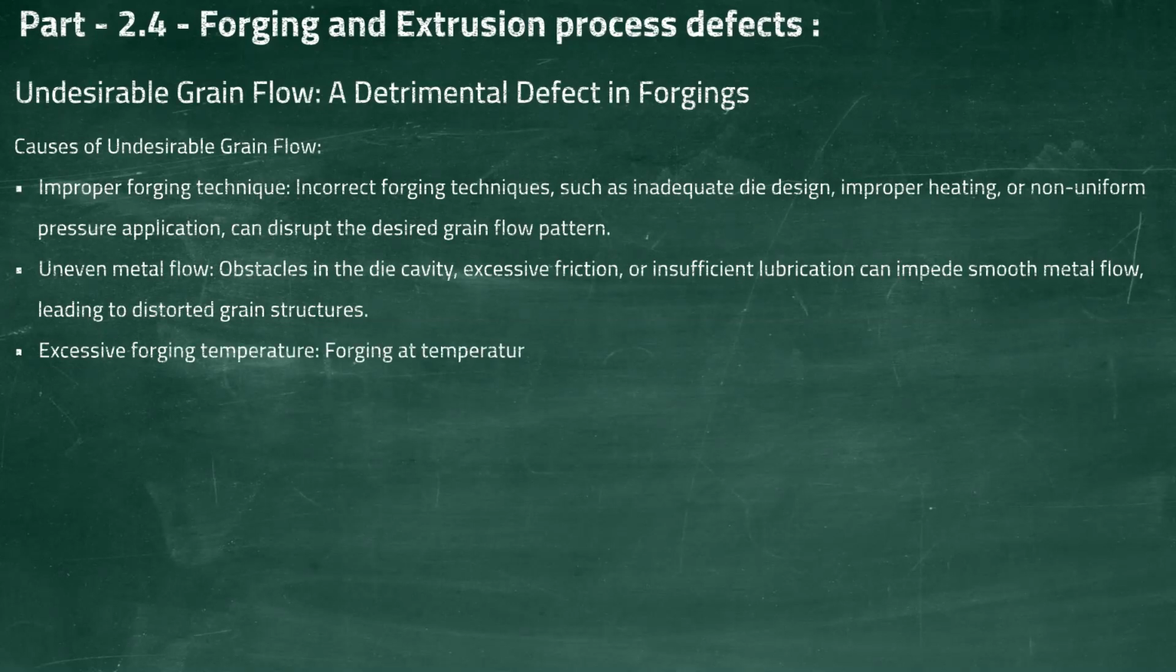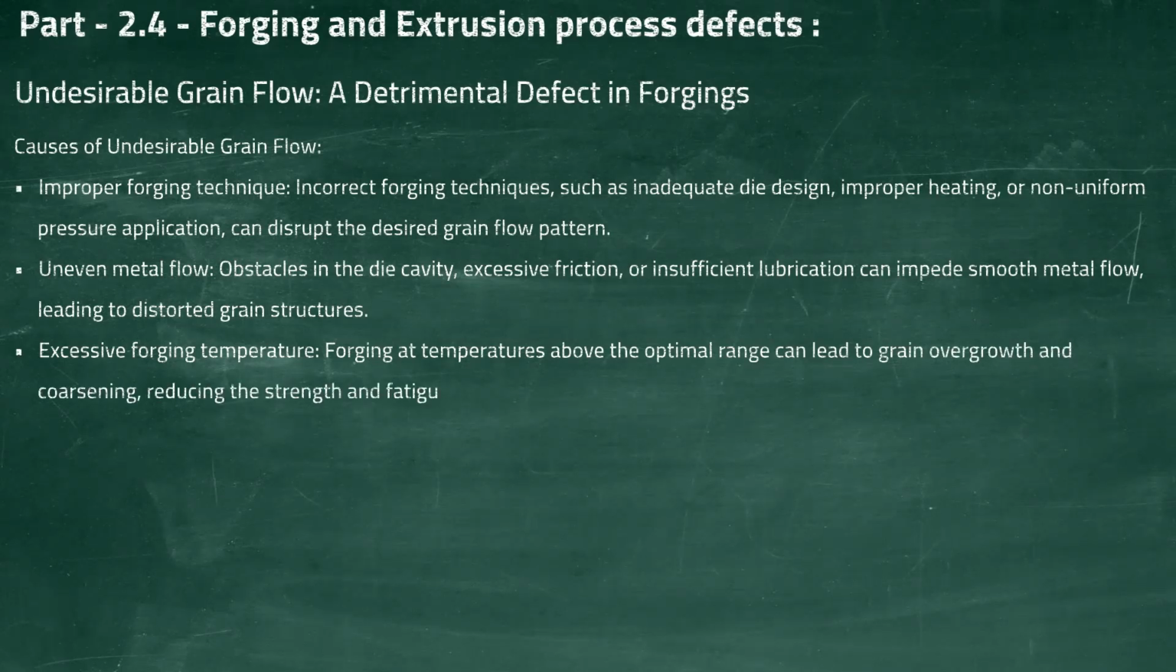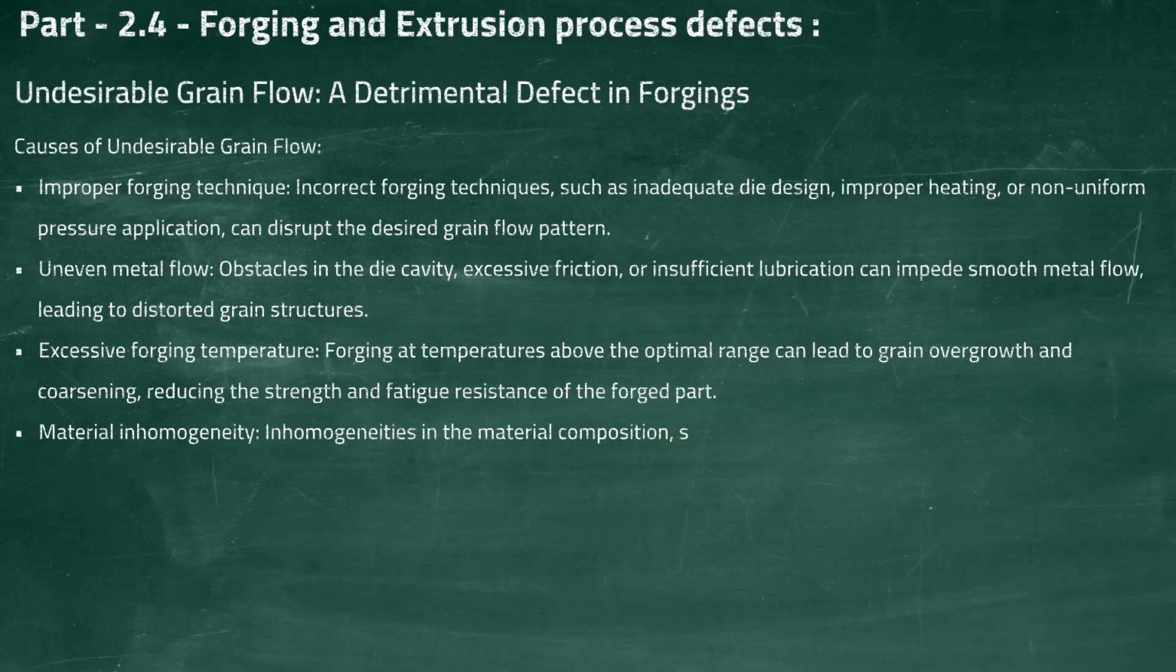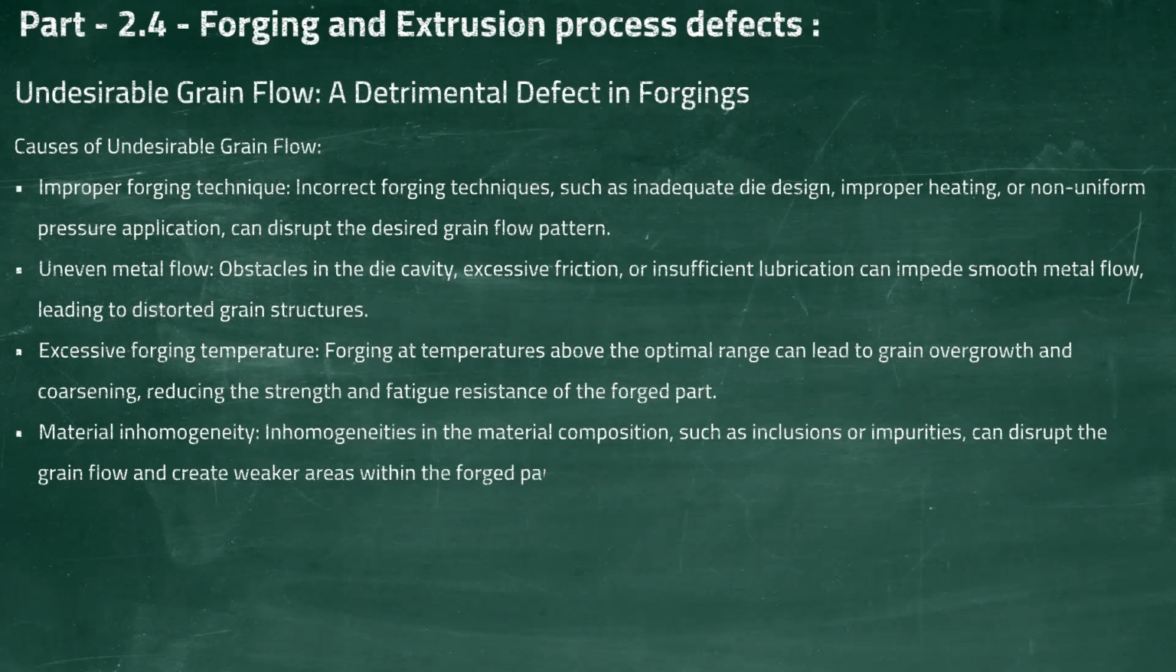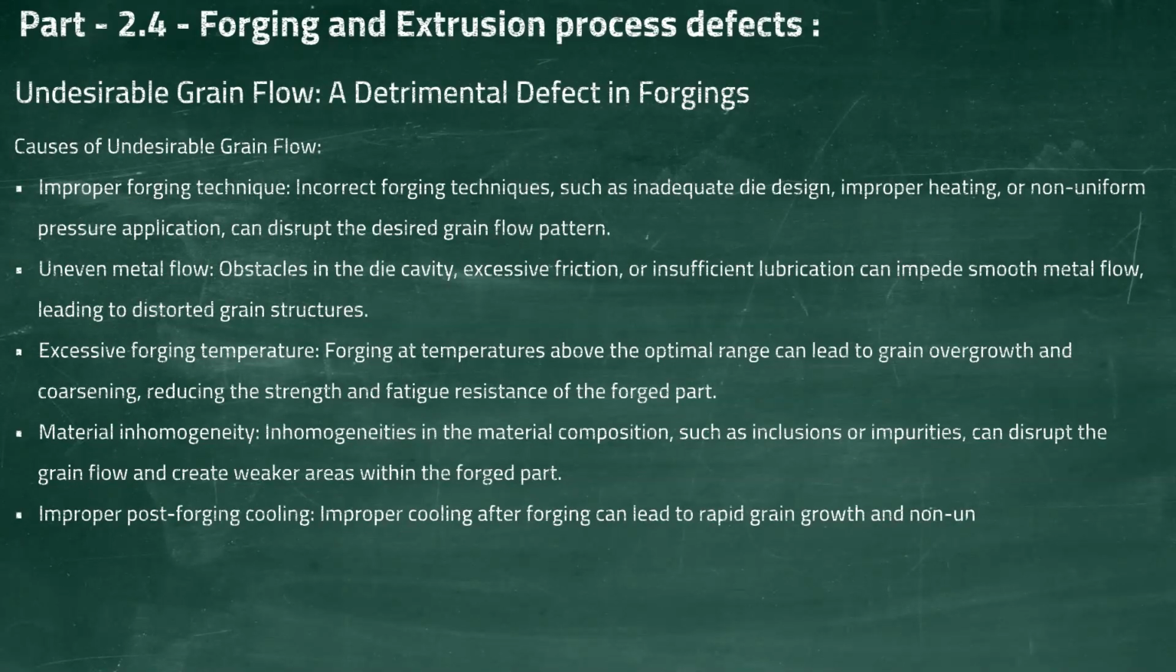Excessive forging temperature. Forging at temperatures above the optimal range can lead to grain overgrowth and coarsening, reducing the strength and fatigue resistance of the forged part. Material inhomogeneity. Inhomogeneities in the material composition, such as inclusions or impurities, can disrupt the grain flow and create weaker areas within the forged part. Improper post-forging cooling. Improper cooling after forging can lead to rapid grain growth and non-uniform grain structure, compromising the final properties.